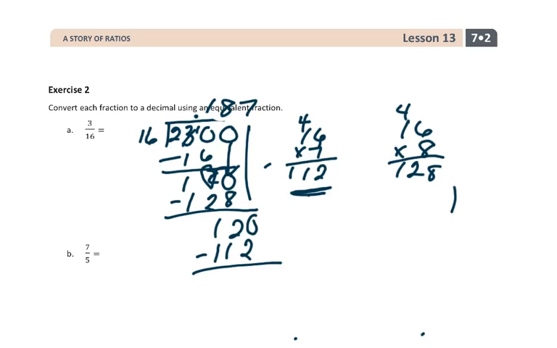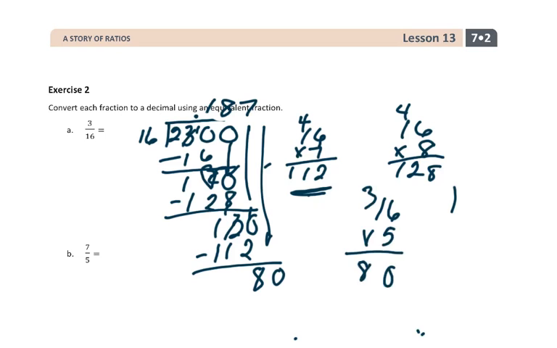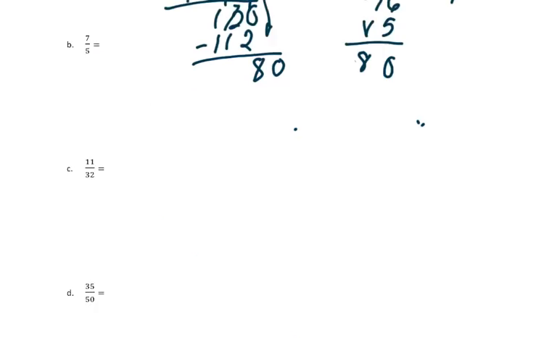And we have 8. Bring down, this is 80. And 16 times 5 is 80. So our answer would be 1,875 10,000ths, because that's what we're going out into for that place value.